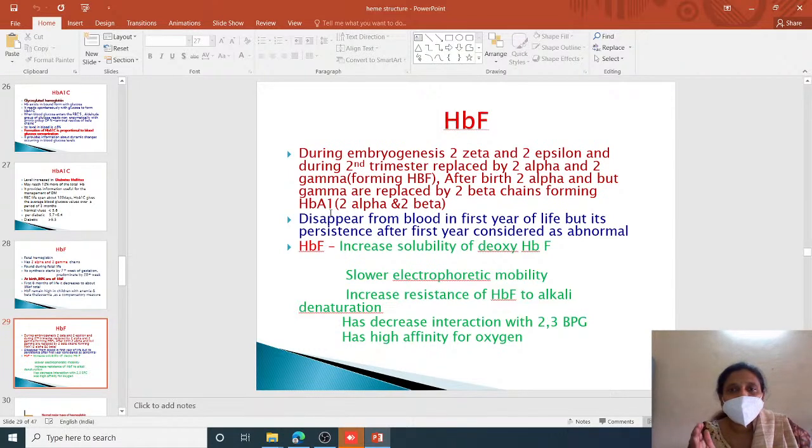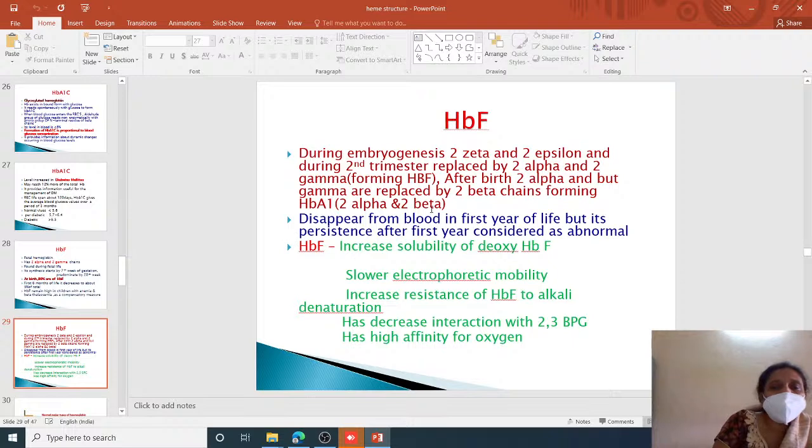See, fetal HbF is found only during the fetal life. Its synthesis starts from the 6th week of gestation. Initially, it is composed of 2 zeta and 2 epsilon. And after the second trimester, this 2 zeta and 2 epsilon has been replaced by 2 alpha and 2 gamma. So that is the composition of fetal hemoglobin. And after birth, after 6 months, up to 1 year, this alpha remains like that, and gamma has been replaced by beta. That will become the adult hemoglobin, that is HbA1.